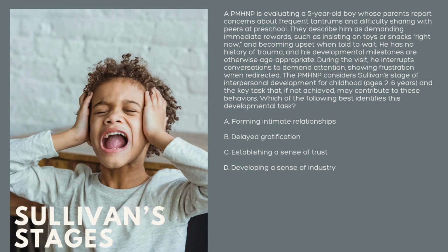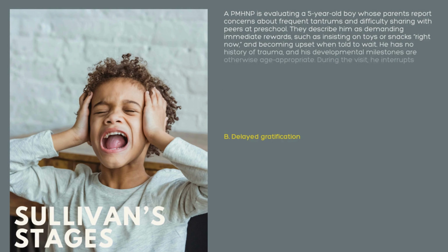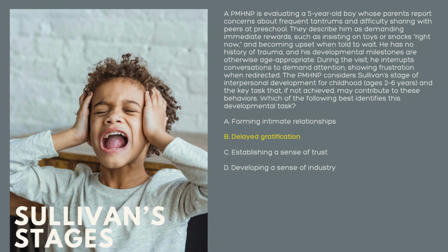So the PMHNP considers Sullivan's stages of interpersonal development for childhood, ages 2 to 6 years, as the key task that, if not achieved, may contribute to these types of behaviors. Which of the following best identifies this developmental task? Option A, forming intimate relationships. B, delayed gratification. C, establishing a sense of trust. Or D, developing a sense of industry. All right, and our correct answer here is going to be B, delayed gratification.